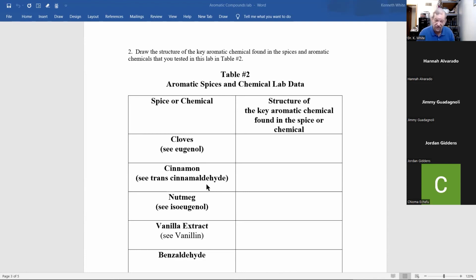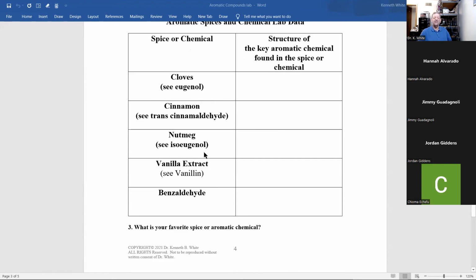By the way, I love cinnamon. Cinnamon toast. If you ever had good apple pie filling, they use cinnamon with sugar with the apples. I love apple pie. And nutmeg has a similar but different one from cloves. It's called isoeugenol. Vanilla extract has the chemical vanillin, and benzaldehyde, look it up.